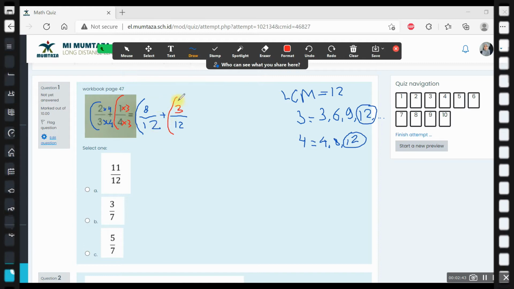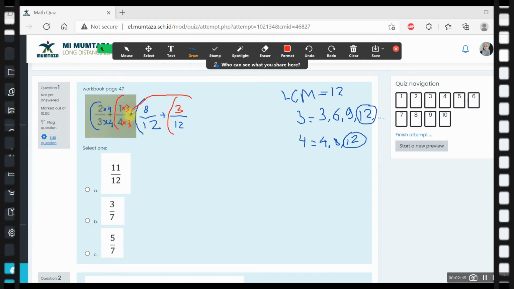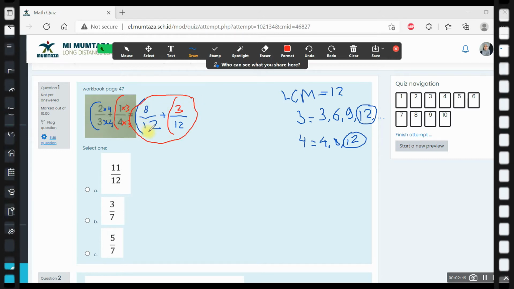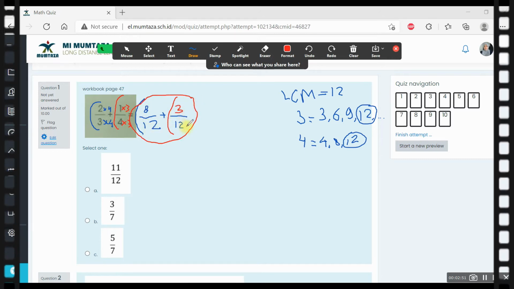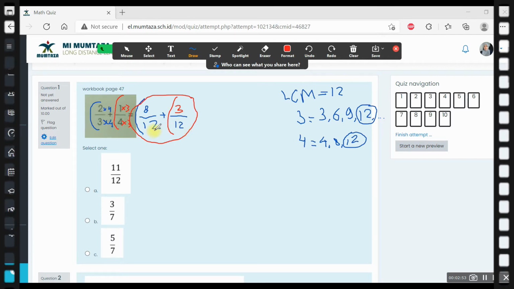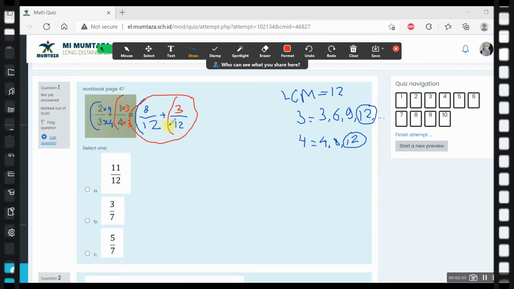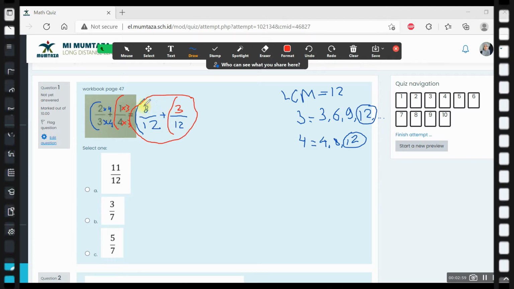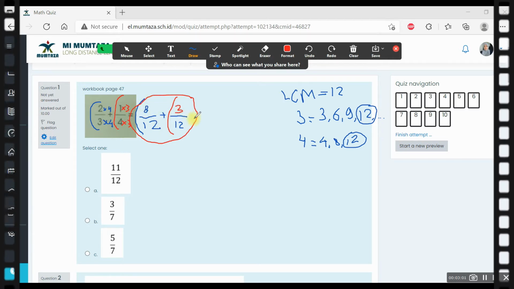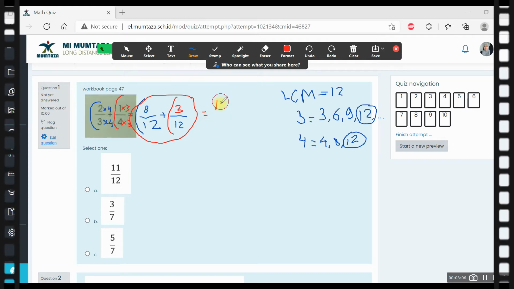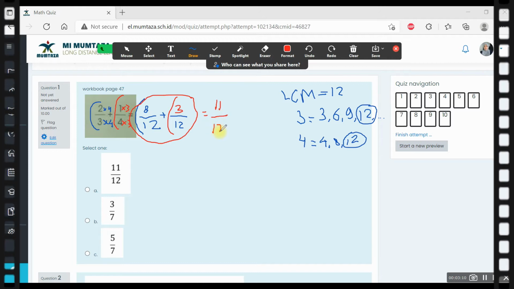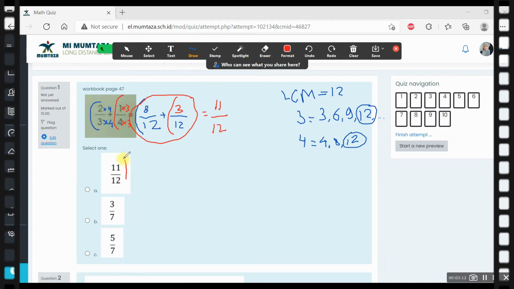After this, we can look at the new fraction. This is the new fraction, 8/12 plus 3/12. The bottom number is already the same, so we can add the top number, 8 plus 3 is 11, and for the bottom is 12. So the answer is A.